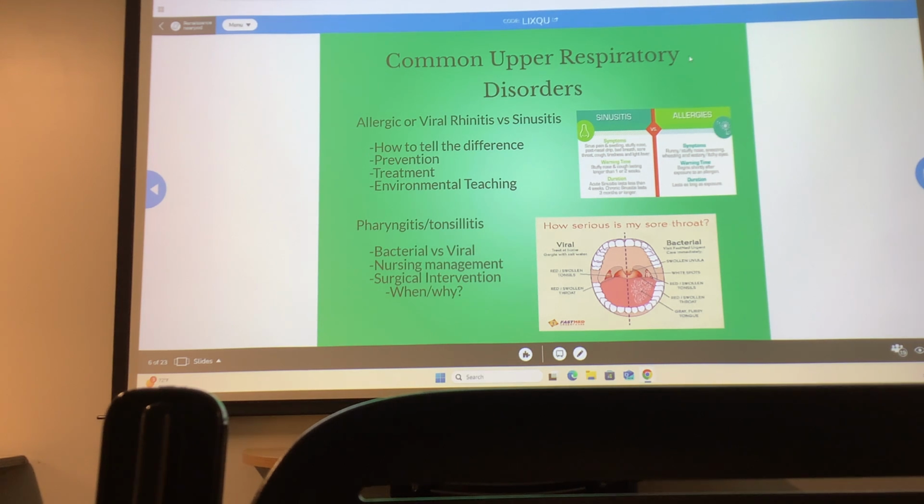If it's a bacterial cause, what else is part of our nursing management? Antibiotics, right? Because again, this is most commonly caused by strep, right? Strep throat, okay? Surgical intervention. We might have to, right? When and why might we have to intervene and do a surgical intervention?